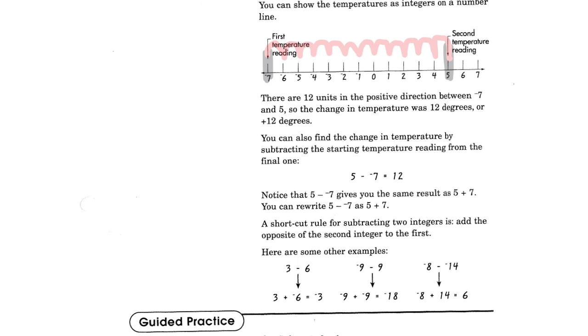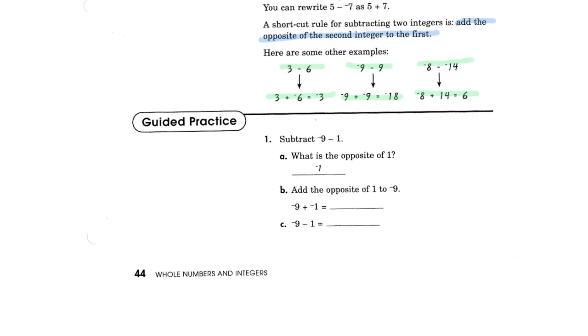A shortcut rule for subtracting integers is add the opposite of the second integer to the first. So for example, 3 minus 6 now becomes 3 plus a -6. -9 minus 9 now becomes -9 plus -9. -8 minus -14 becomes -8 plus 14. And in the previous lesson, we were adding integers. So we're going to be subtracting.